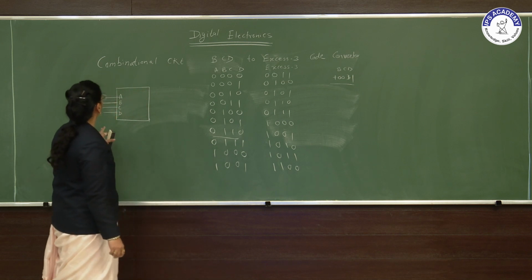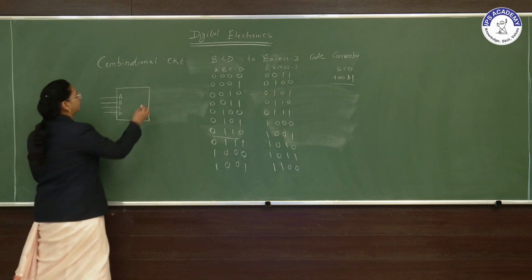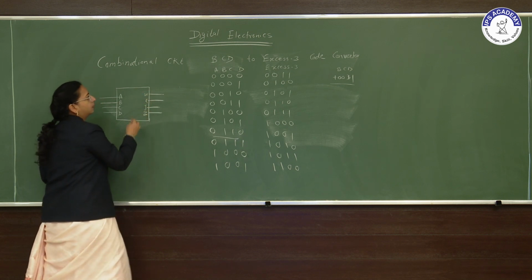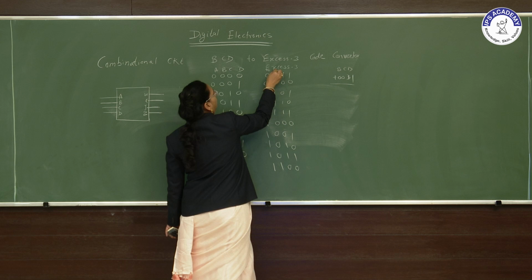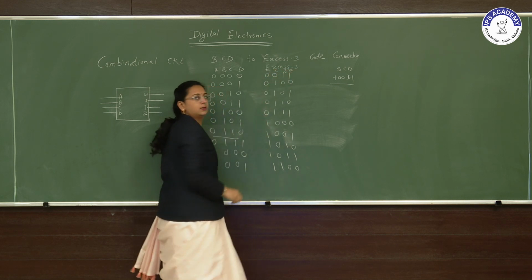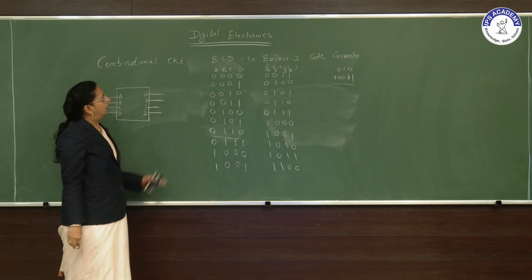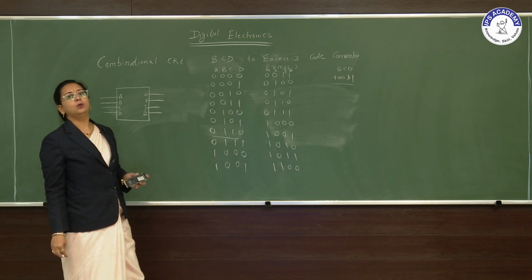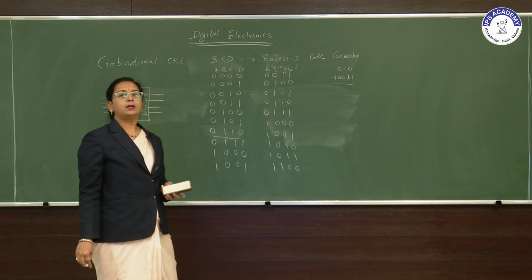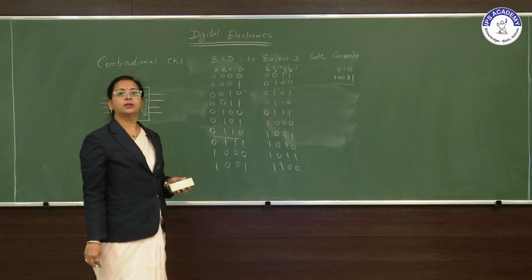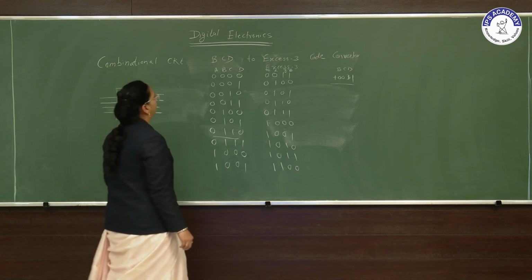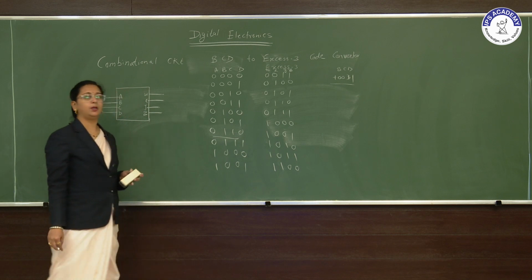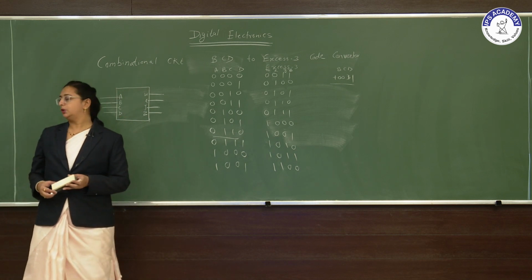It means there will be 4 inputs A, B, C, D and there will be 4 outputs. Suppose they are W, X, Y, and Z. So this table is known as the characteristic table of the BCD to excess-3 code converter, or it can be known as the truth table of this code converter. According to this truth table, we have to design our combinational circuit.